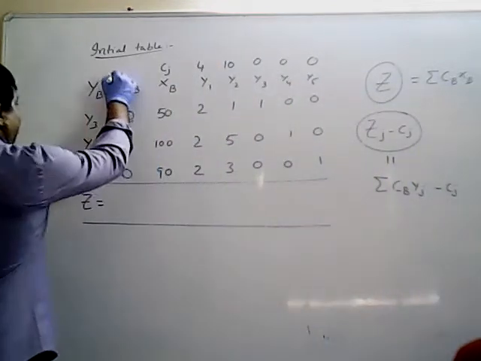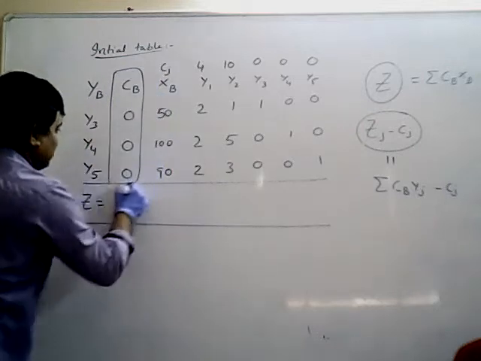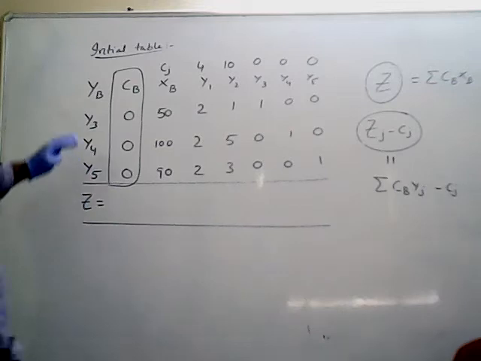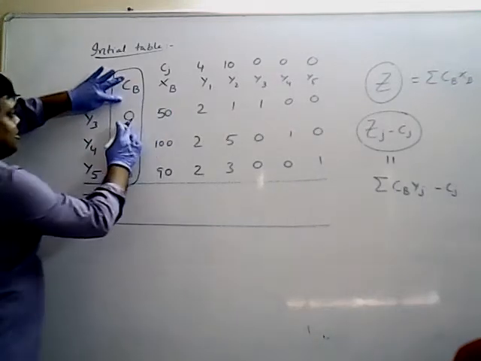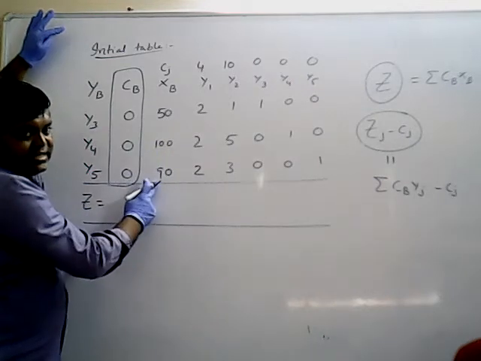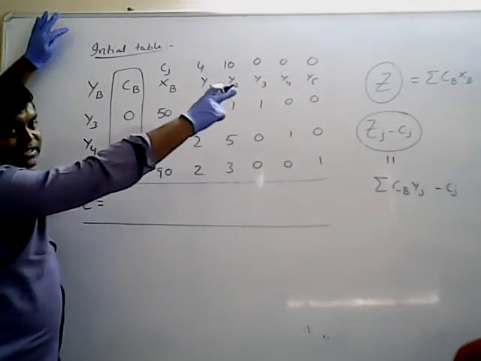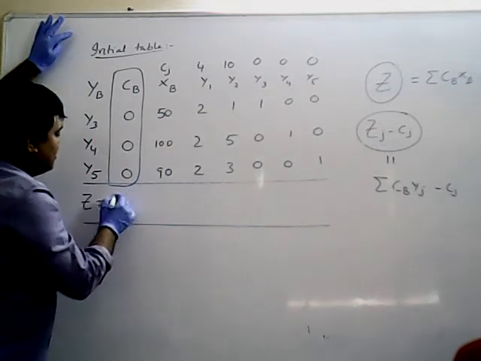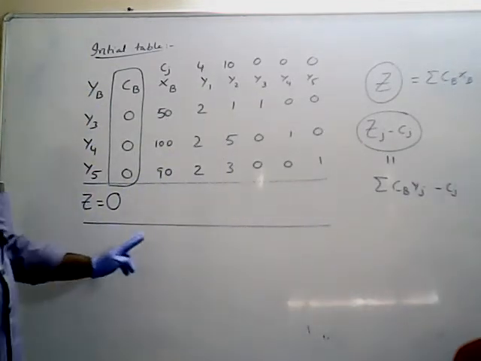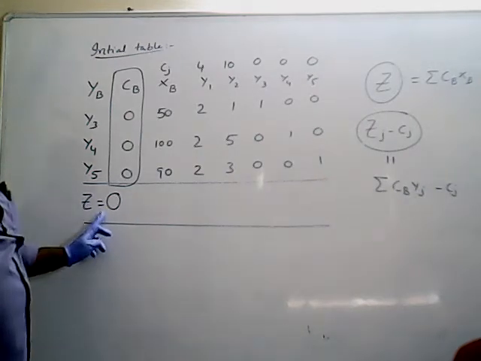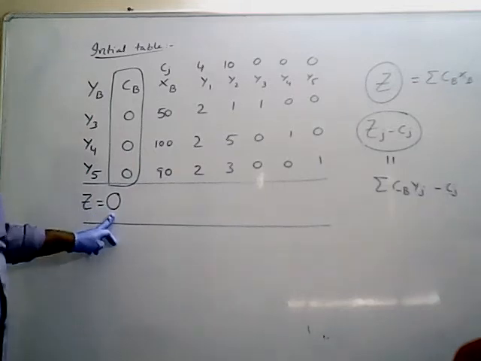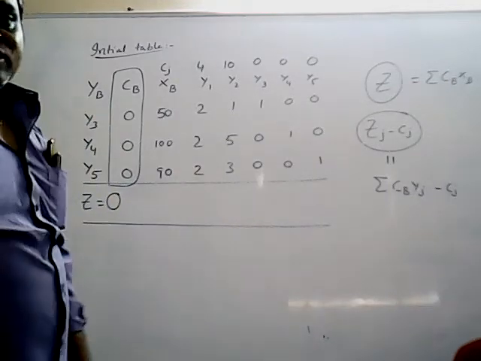So identify Cb in a box, because it is a fixed value in both the formulas. Now apply the formula. First I am calculating Z: Cb into Xp, 0 into 50, 0 into 100, 0 into 90. You have to add, there is summation. Summation means you have to add 0 plus 0 plus 0, so that means 0. In the initial table, the starting table, in the ordinary simplex method, the Z value will always be 0. Okay, now Z is completed.